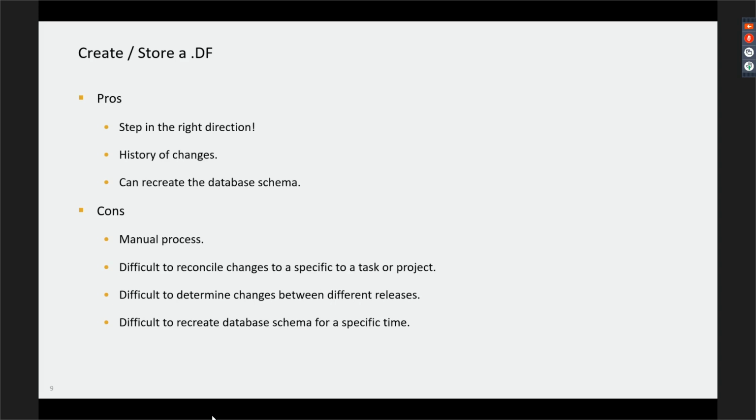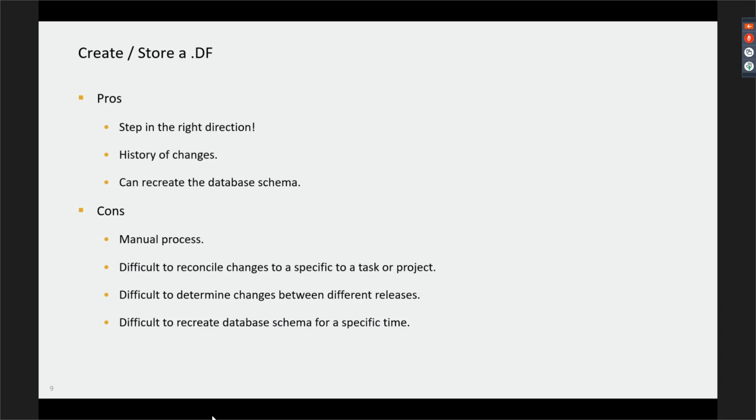But even with that, it's difficult to reconcile a change to a specific project or to a specific task. I mean, you can look at the incremental DF, which may have been the result of 5 or 6 different projects. So you might have a tough time reconciling a specific change back to a specific code change or a change request or bug.